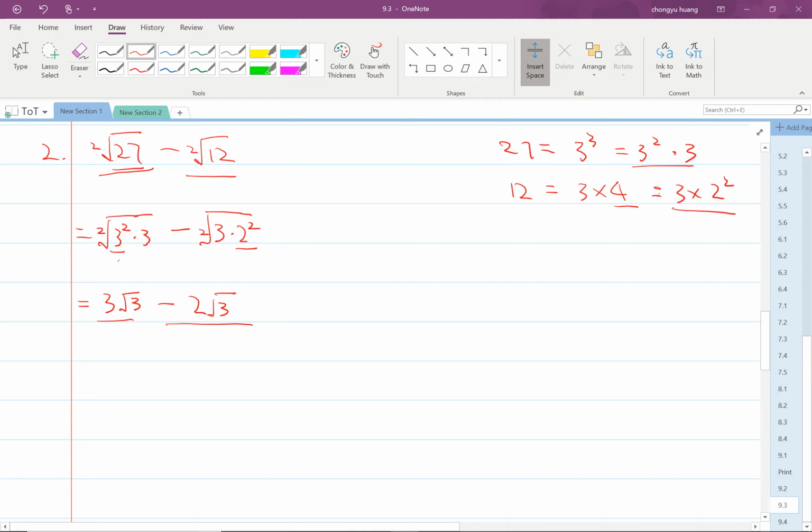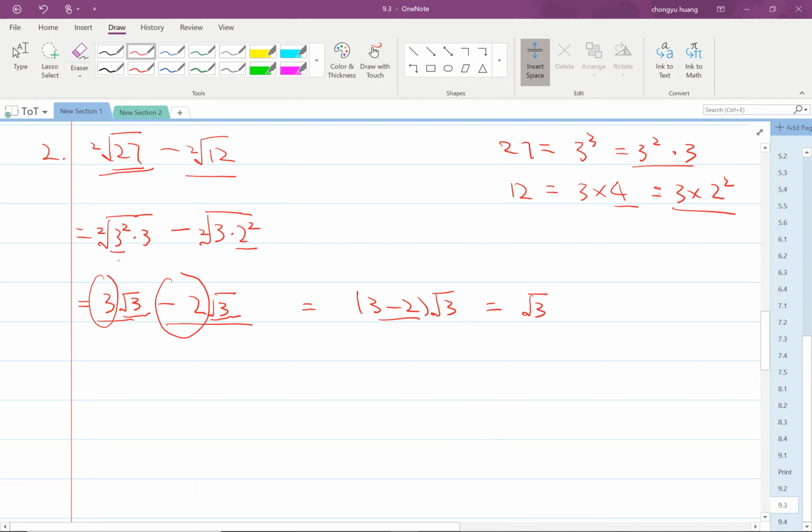Okay, so as I said before, they have the same square root. They all have the square root of 3. So all you have to do is subtract the coefficients. The coefficients over here are 3 minus 2, and then the root of 3. So for our final solution, 3 minus 2 is actually equal to 1. So it's simply the square root of 3.